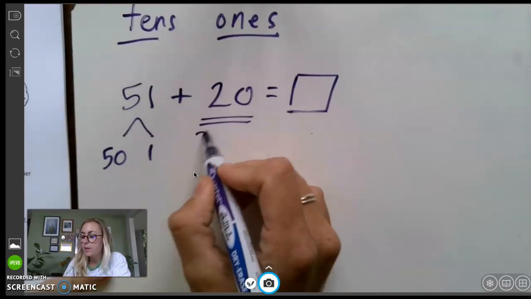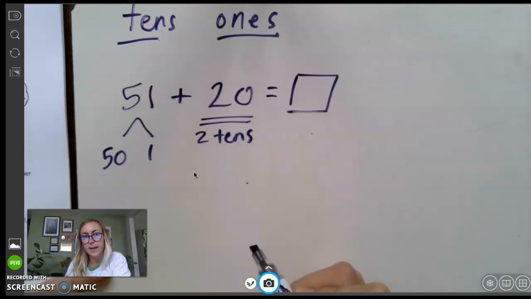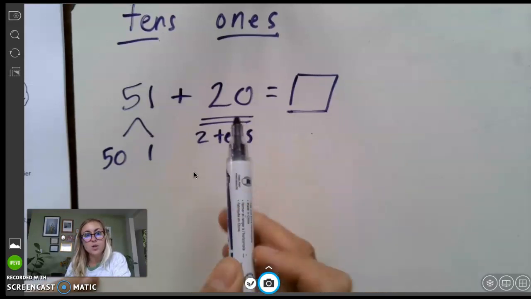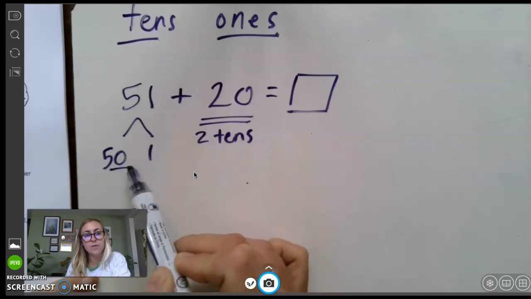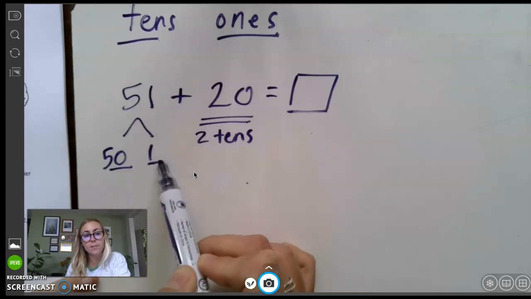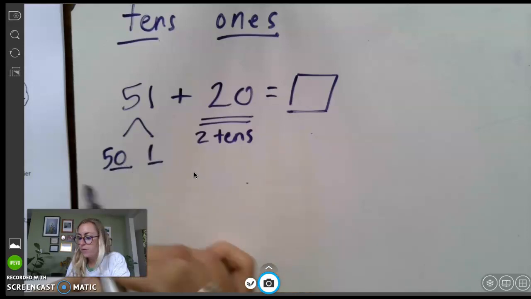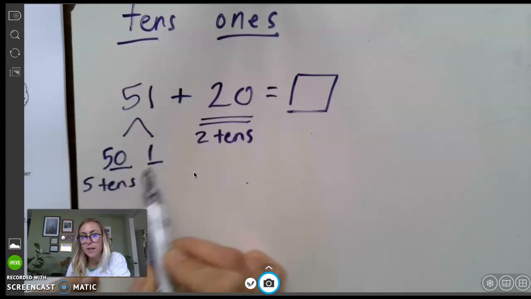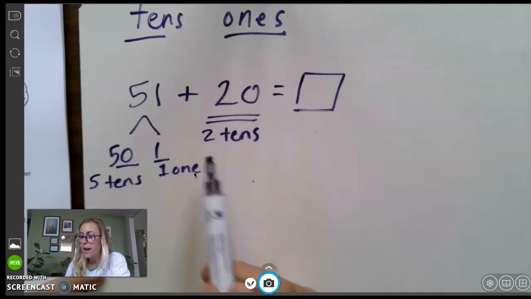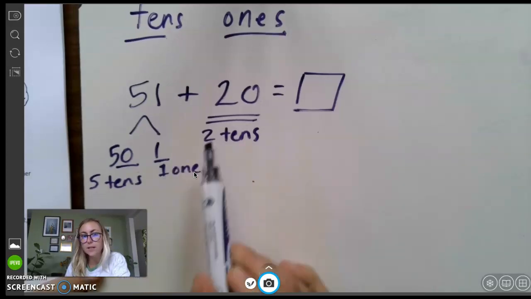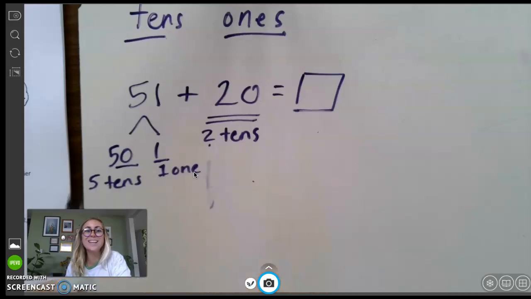That's right, I'm adding 2 tens. So what should I add 2 tens to? Should I add it to 50 or 1? Well, let's look. I know 50 is 5 tens and 1 is 1 one. So should I add 2 tens to 5 tens or 2 tens to 1 one? Which one is a like unit? Which one is the same unit?